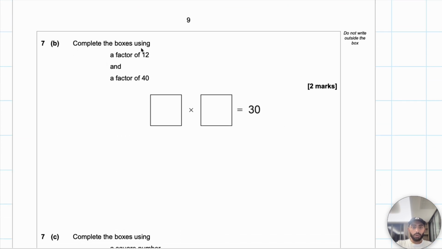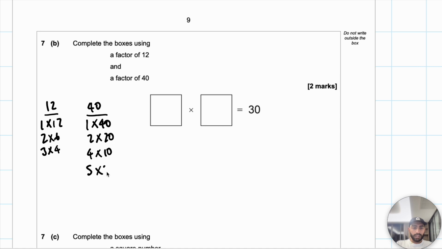Part B, complete the boxes using a factor of 12 and a factor of 40. Let's write out the factors of these. 1 and 12, 2 and 6, 3 and 4. Next one would be 4, but it's already there, so that's a repeat, you don't have to continue. 40, you've got 1 and 40, 2 and 20, 3 doesn't go in, 4 and 10, 5 and 8, and that would be the last one. 6 doesn't go in, 7 doesn't go in, and 8 you've already got.